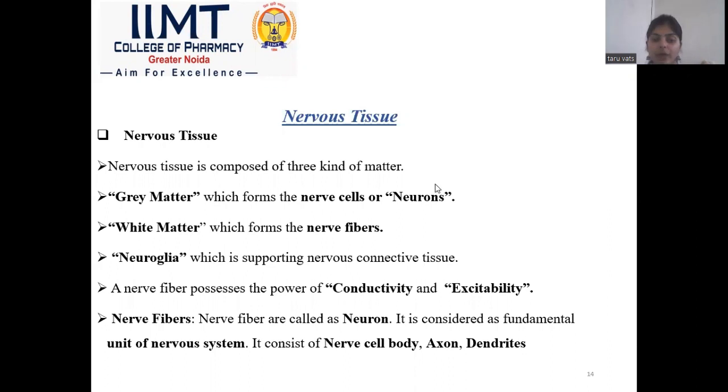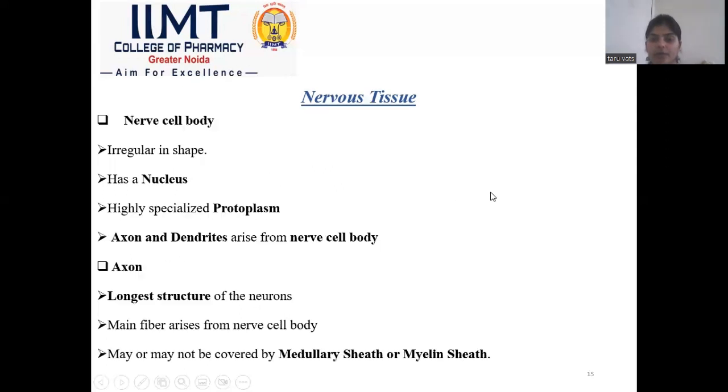Nerve fibers possess the power of conductivity and excitability. Nerve cells are known as neurons. The neuron is considered the fundamental unit of the nervous system, as it consists of a nerve cell body, axon, and dendrites. Moving to the next slide.